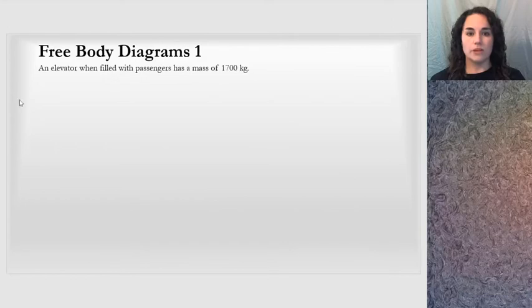The first problem I've chosen for us to practice on free body diagrams is just a simple elevator filled with passengers that has a mass. When I look at this, I see two nouns, an elevator with passengers, but it says the mass of the whole thing, not just the passengers or the elevator. So I'm going to draw the elevator, and I'm going to imagine that there are passengers in here, but this is the free body diagram of the elevator, and I don't need to deal with that detail. This is a whole system.